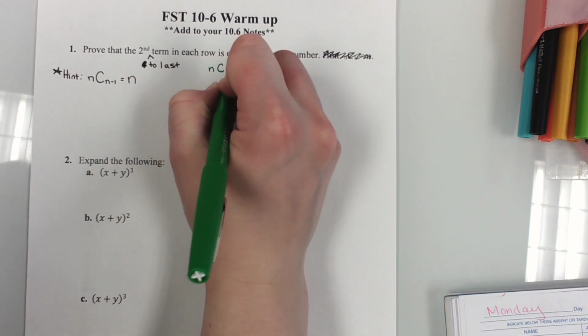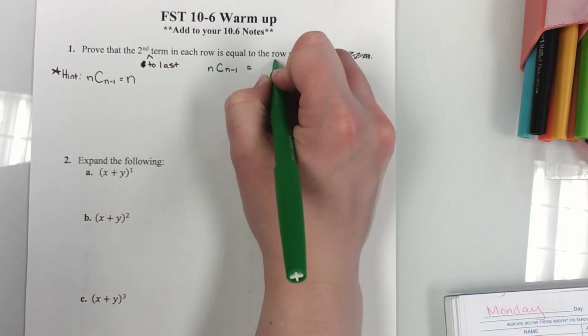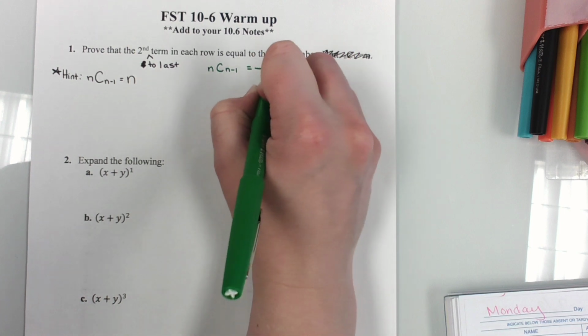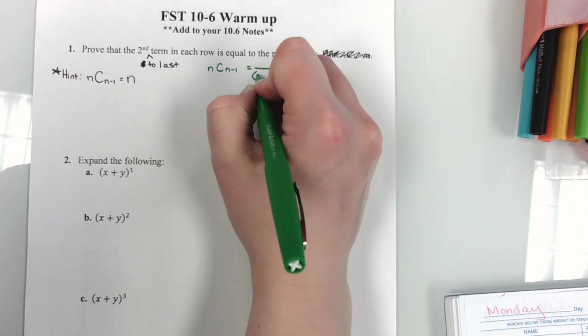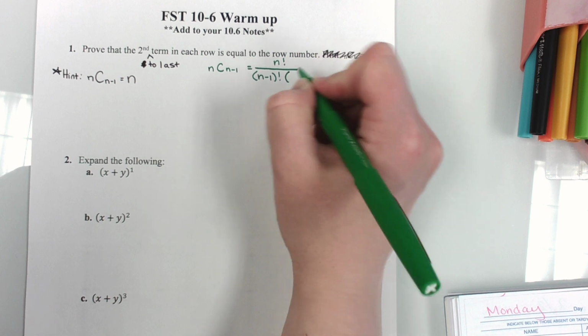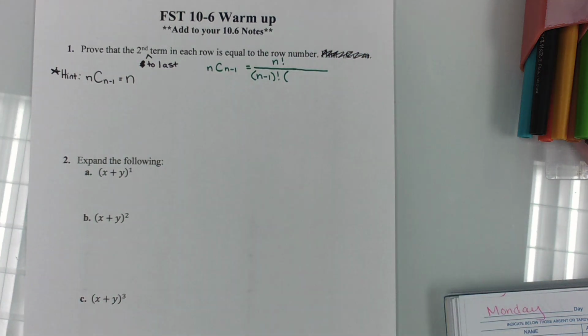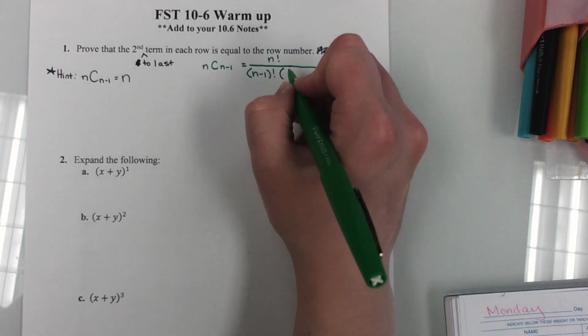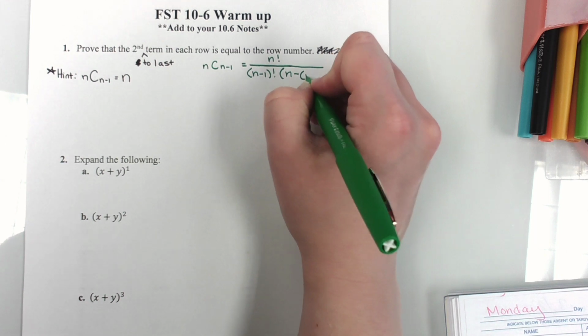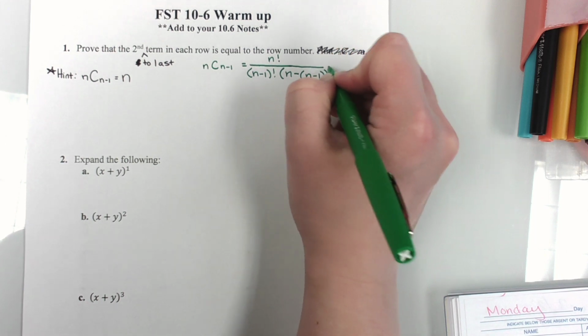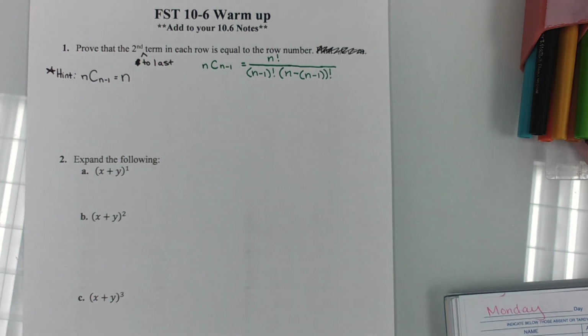So n combinations of n minus 1 equal to n stayed n. The r place was replaced with an n minus 1. So this is n minus 1 factorial. And then in parentheses it goes n minus r, which is n minus 1. So n minus, now when you subtract a binomial, it technically goes in parentheses because you have to distribute a negative. Now this looks significantly more complicated than what we did, but it simplifies down really quick to look a lot like the proof we have in our notes.